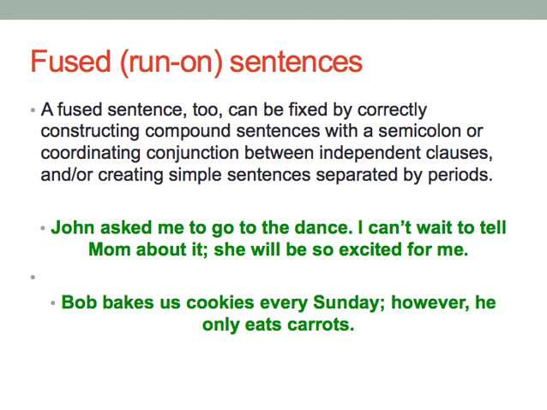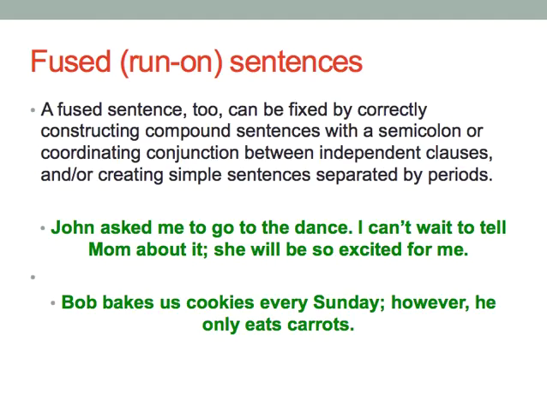Fused sentences, too, can be fixed by correctly constructing compound sentences with a semicolon or coordinating conjunction between independent clauses, or just creating those simple sentences separated by periods, the same way we fixed the comma splice. John asked me to go to the dance, period. I can't wait to tell Mom about it, semicolon, she will be so excited for me. Could certainly as well be, John asked me to go to the dance, period. I can't wait to tell Mom about it, period. She will be so excited for me, period.